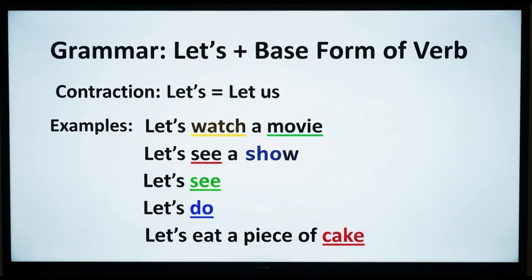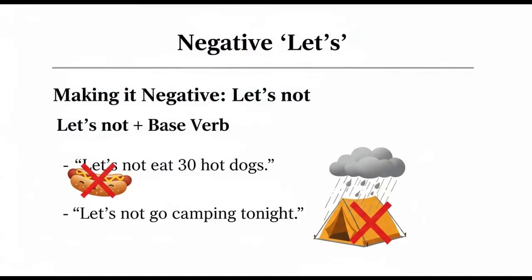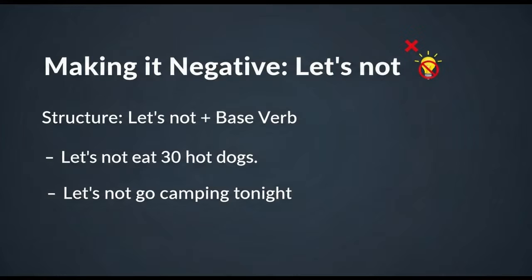Making let's negative. Can you make a negative sentence with let's? You sure can. You simply add not after let's, followed by the base form of the verb. The structure is let's not plus the base verb. Imagine someone says, "Hey, let's eat 30 hot dogs tonight." I don't think that's a good idea. You might say, let's not eat 30 hot dogs. Or if you don't like camping, let's not go camping tonight. Let's do something else instead.